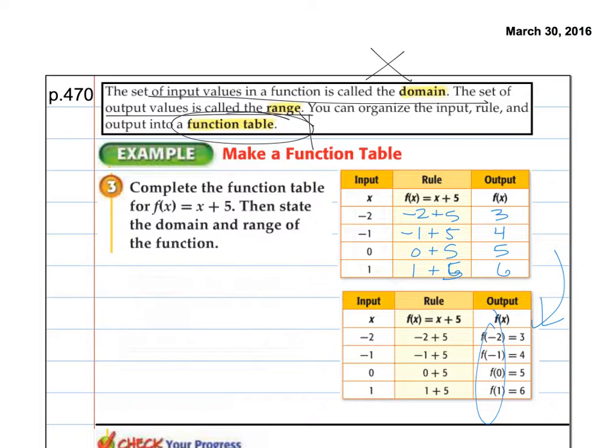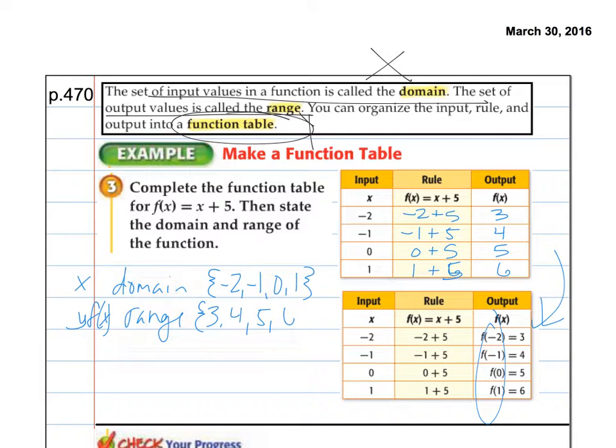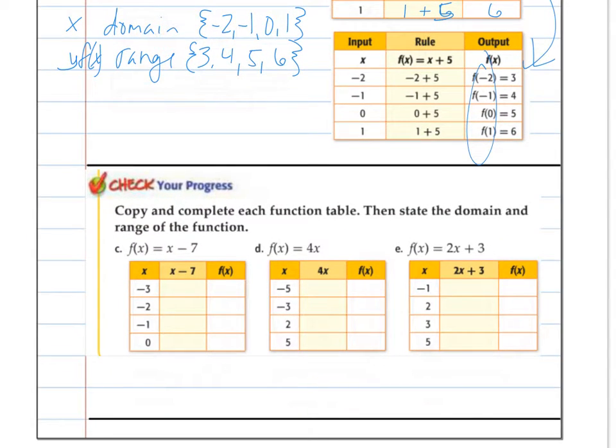So remembering our domain is our input values, our x values, and how we write that is we use these little bracket thingies, they look like a squiggly, and you list those numbers that you input. I plugged in negative 2, negative 1, 0, and 1. Your output values, your f of x values, or y later on, your range, those output values are 3, 4, 5, and 6. That's it. This will all come together eventually, which you'll feel so good about.